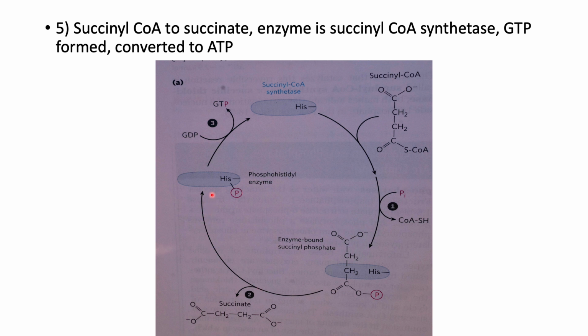And then the phosphohistidyl enzyme with phosphate attached lends its phosphate and forms GTP from this, and succinyl-CoA synthetase is over here.